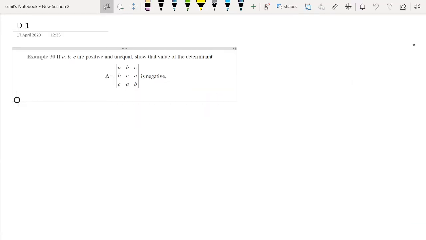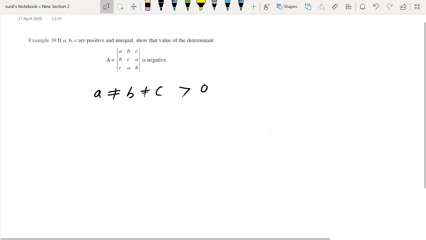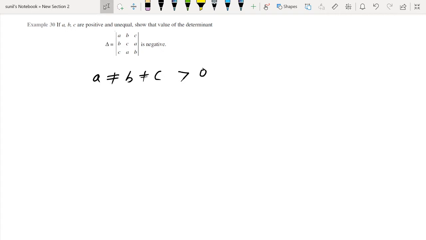This is the problem, example 30. A, B, C are positive and unequal. That is, A is not equal to B, is not equal to C, and they all are positive also. तो हमें इसको नेगेटिव प्रूव करना. We have to prove that it is negative.